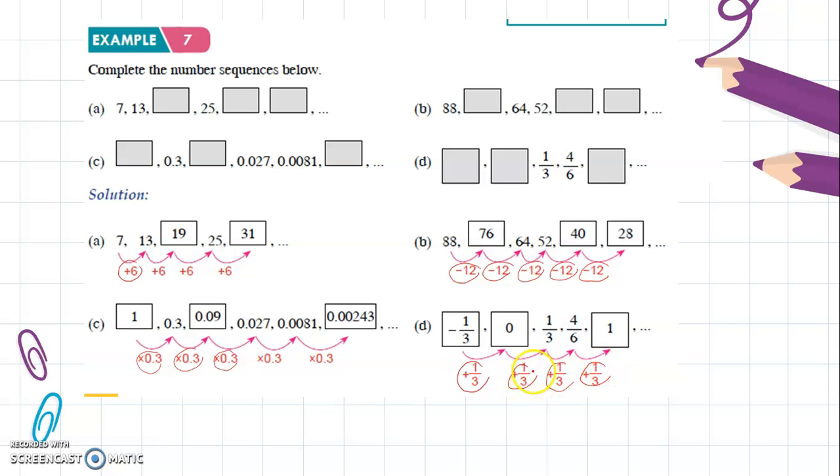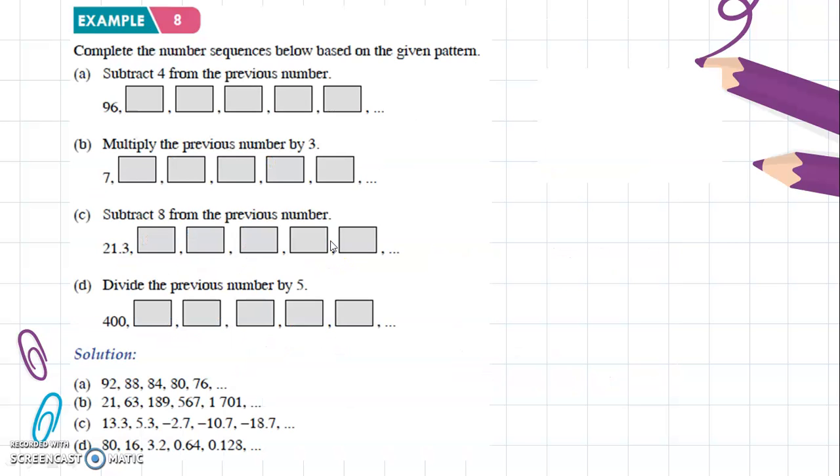Okay, so if the question asks you to complete the number sequence, you have to identify the patterns involved. What are patterns? Patterns refer to the rule that you use to arrange the given numbers. A pattern can be addition, subtraction, multiplication, or division. Okay, for example 8.